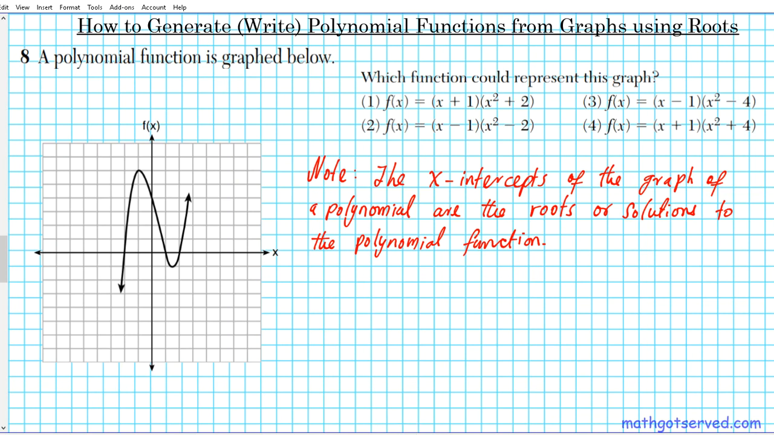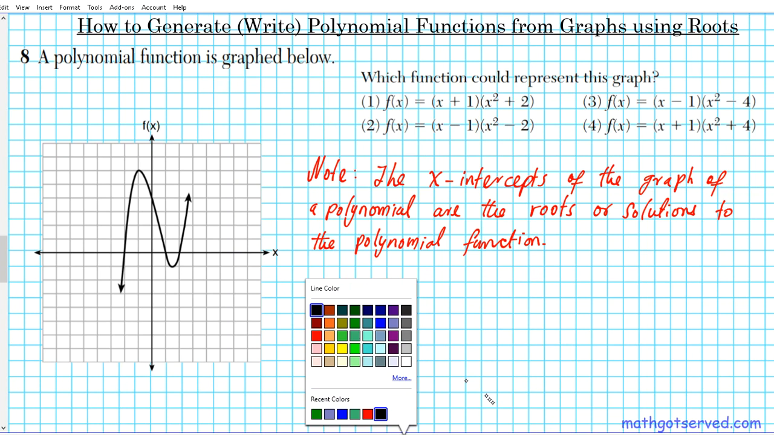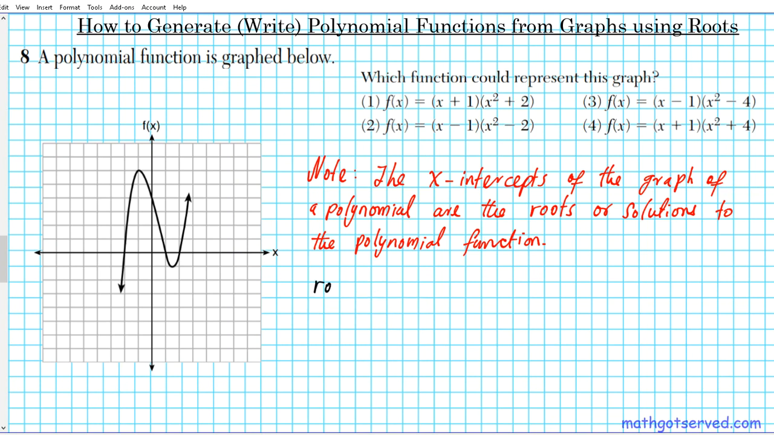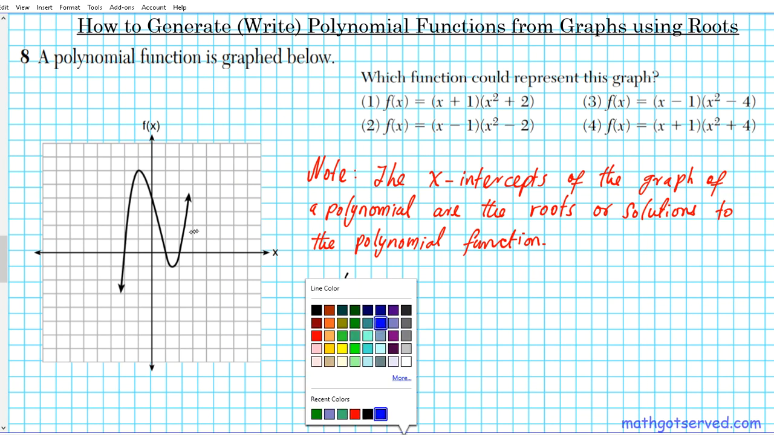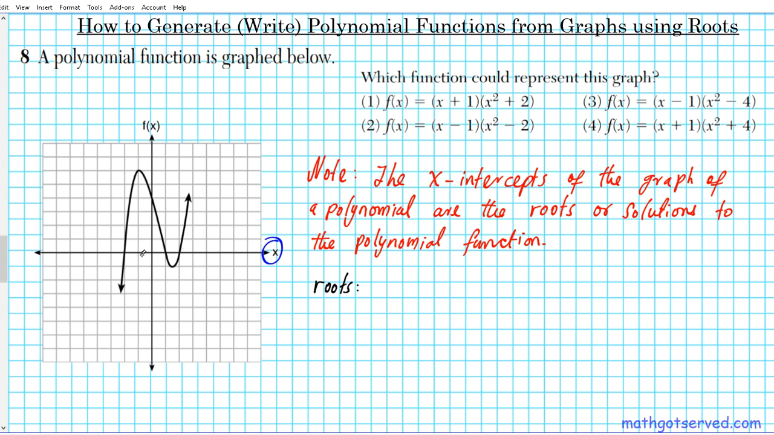First one, we need to find the roots. What are the roots of this polynomial function? The roots are the x-intercepts, right? Let's see. So we have, this is the x-axis. So wherever the graph cuts the x-axis is the x-intercept. So we have an intercept here, an intercept here, and an intercept here. So this value is -2. This one is 1. And this guy right here is 2. So we have 3 roots or solutions or x-intercepts to this polynomial function.